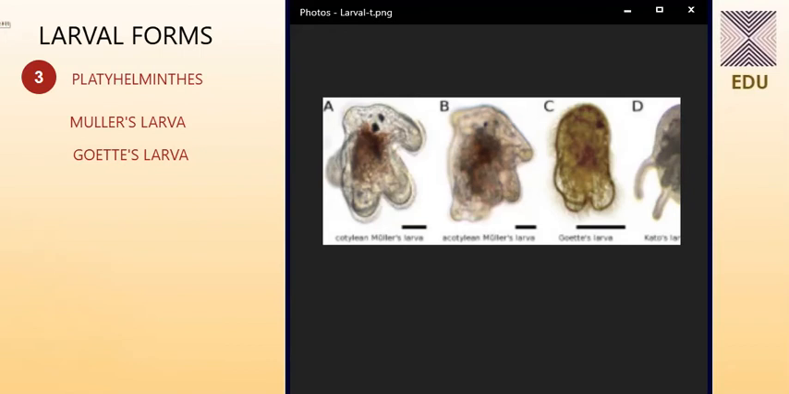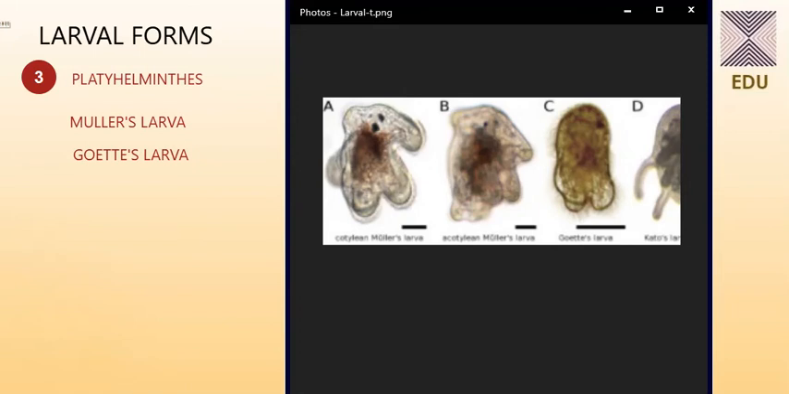These are having 12 eyes. So this is a very important feature of the Goethe's larva. It is having 4 to 12 eyes, and it is having 4 lobes also. If you see the diagram, here you can see the 4 lobes posteriorly on the hind end. This particular larval form is only and only present in the acotylians. So this is very comparable in structure to Muller's larva, but here the lobes are 4 in number.